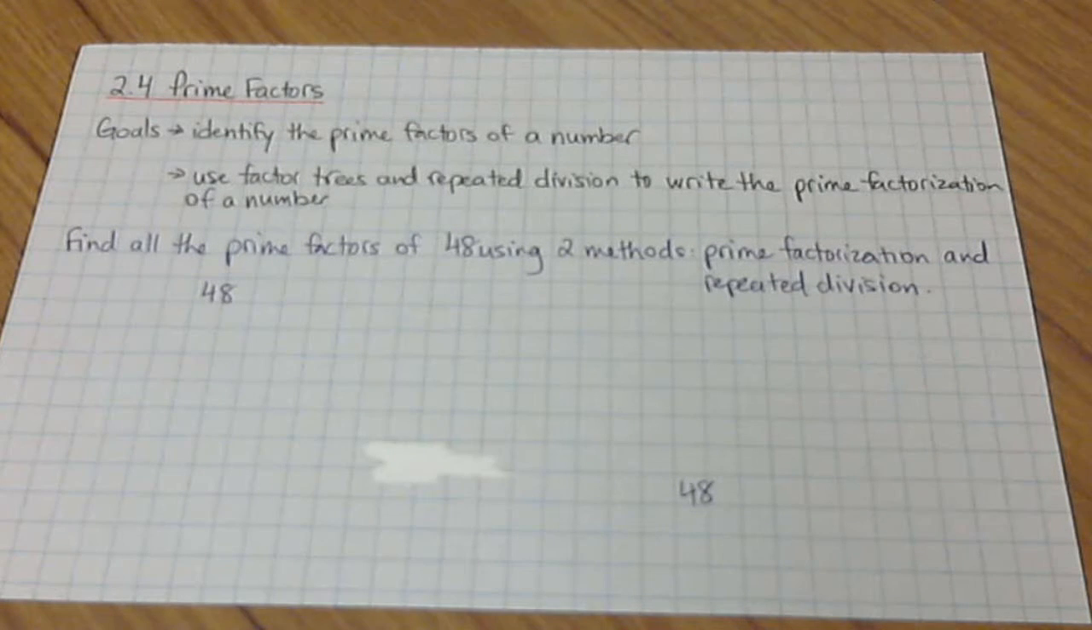And as I mentioned last night, what we're going to be doing today is looking at 2.4 in our textbook, which happens to be on prime factors. So our goals then are to identify prime factors of a number, and then to use factor trees, and I'm going to add in repeated division to write the prime factorization of a number. So factor trees and repeated division, I don't know if they're new for you.